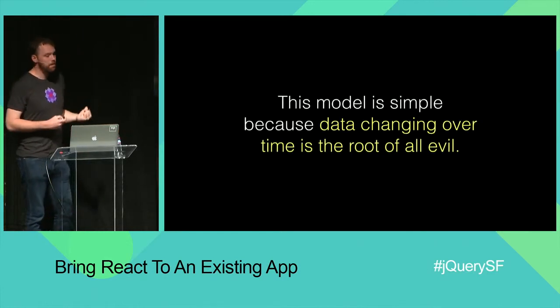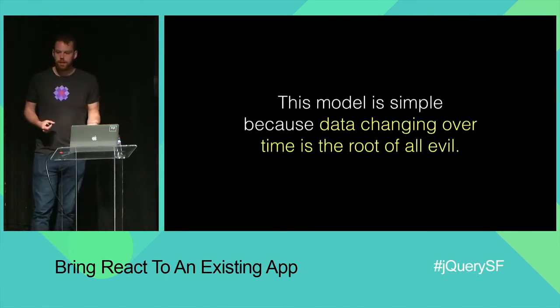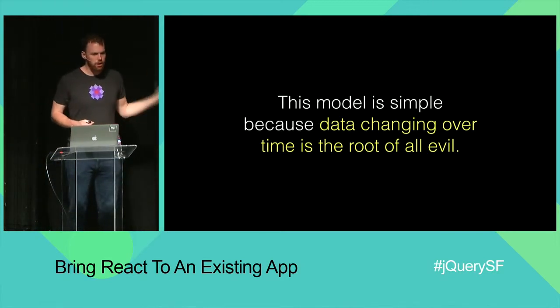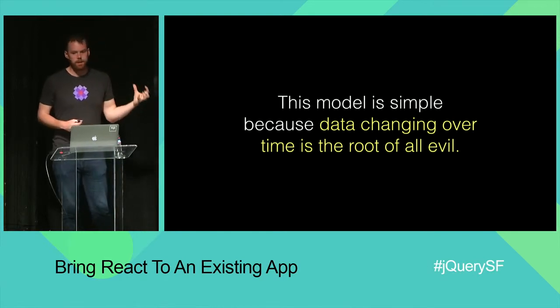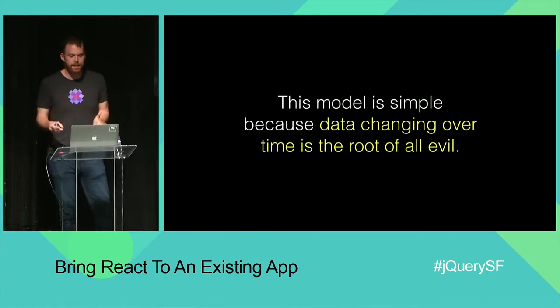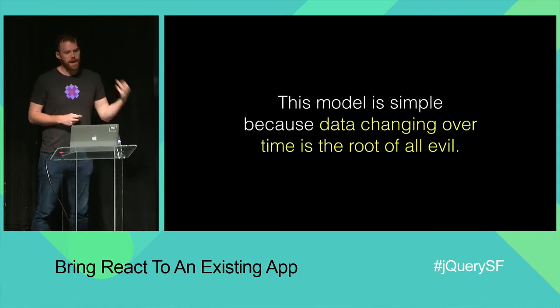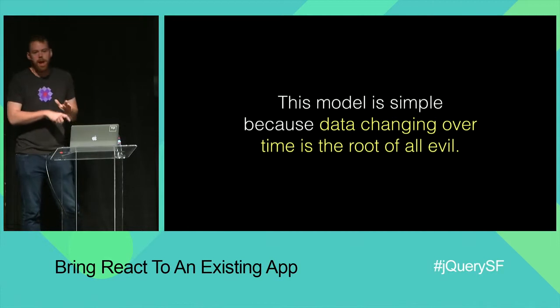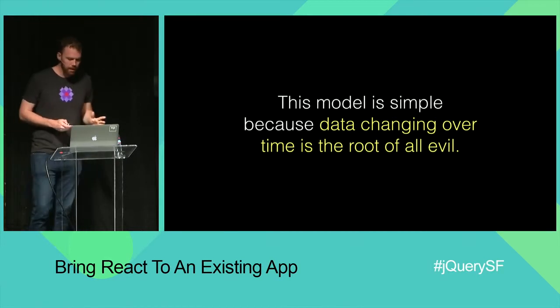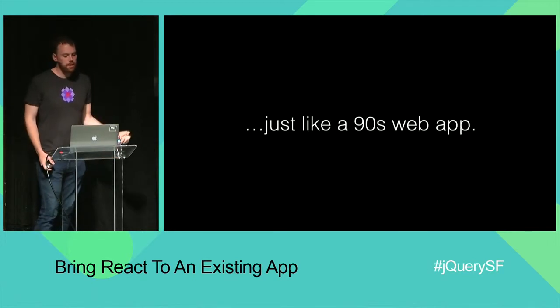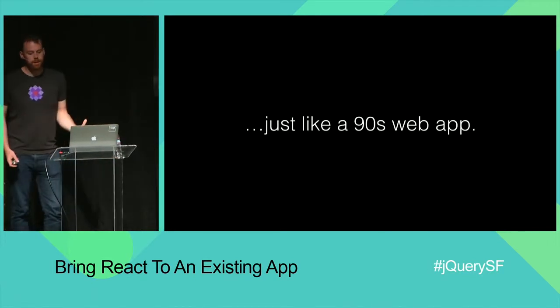So this model is really simple because data changing over time is the root of all evil. If you want to test how this component looks in a particular state, you just start a new instance of it and give it that particular state. You don't have to work your way through the workflow of moving your application into the state that you want to test. And if React doesn't have any bugs in it, the contract that React has with you is that, hey, that component will render the exact same given that state, no matter how you got into that state. So the core idea here is that you re-render the app on every update, just like you did in the 90s with a server-rendered web app.